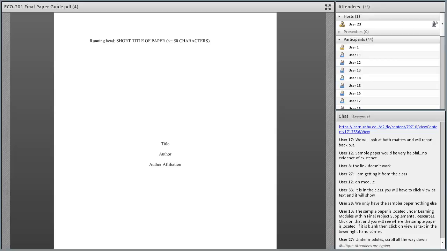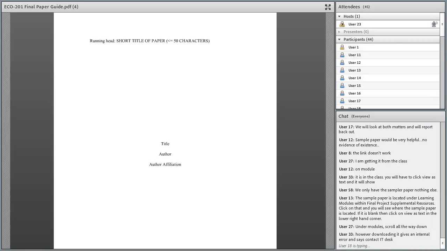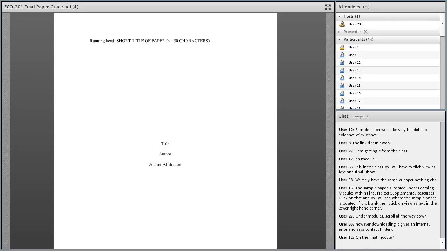The sample paper is located on the learning modules with the final project supplemental resources. Thank you, Patricia. If you go to the supplemental resources of the final project, everything that Southern New Hampshire has decided to share with you is there. If the sample paper is not there anymore, then there might have been a decision not to share the Hershey paper anymore. Oh, you can't download it. Okay.